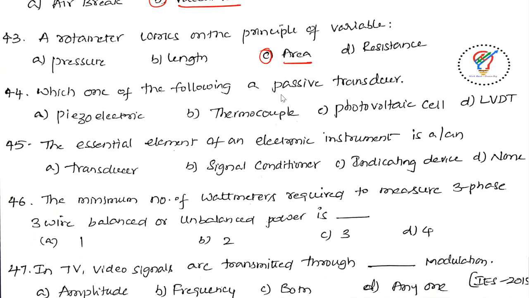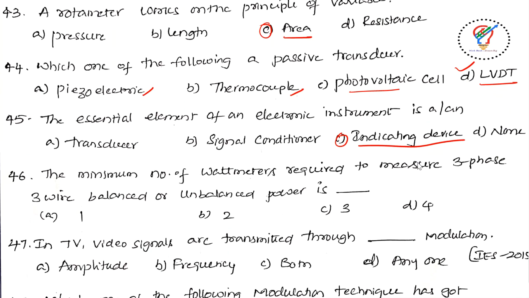Next one, which of the following is a passive transducer? Options are piezoelectric, thermocouple, photovoltaic cell, and D is LVDT. So LVDT is a passive transducer. Next one, the essential element of an electronic instrument is transducer, signal conditioner, indicating device, D none. So the essential element is the indicating device here.